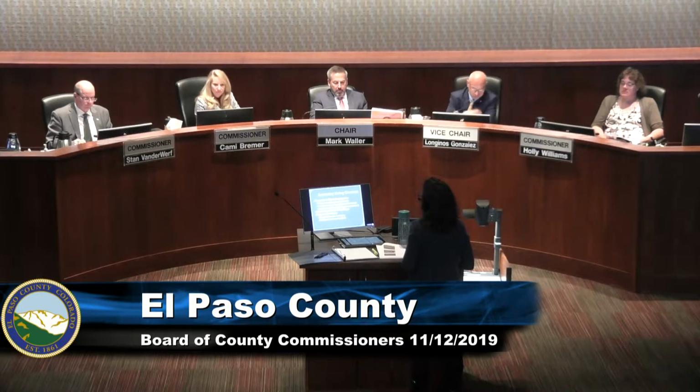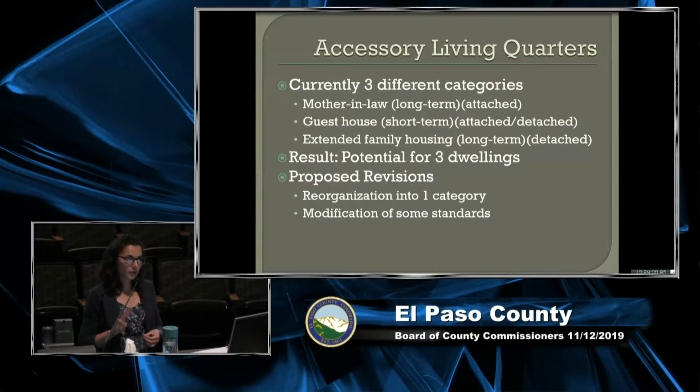So the next topic is accessory living quarters. So right now in the Land Development Code, there are 3 potential accessory living quarter options. You have a mother-in-law apartment, which is attached to the home, and it's for long-term stays of family or employees. You have a guest house, which is short-term stays. It's detached or attached, but not to be used as rental, just short-term stays.